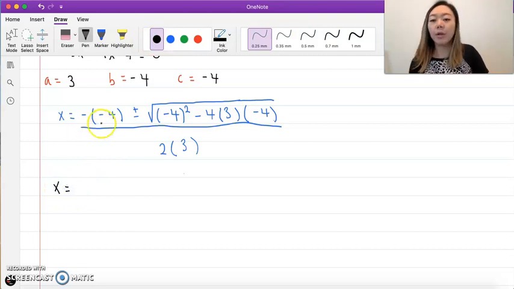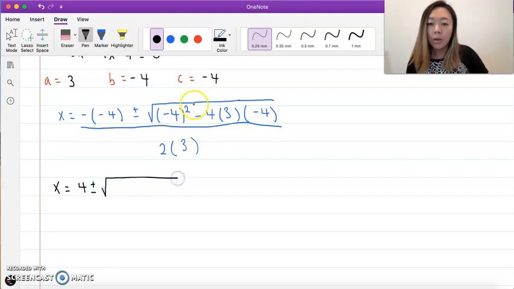So let's start here. We got negative 4, negative. We know that when you're multiplying a negative times a negative, it's a positive. That becomes positive 4 plus or minus square root. First one here, negative 4 squared. Negative 4 times negative 4 is 16.